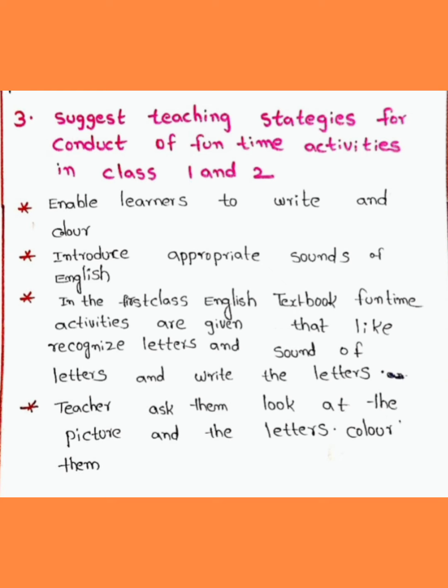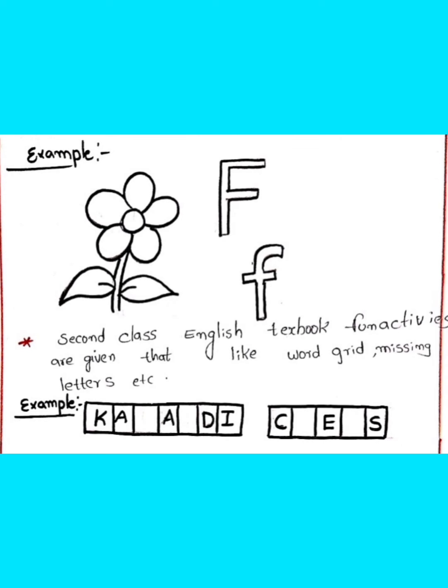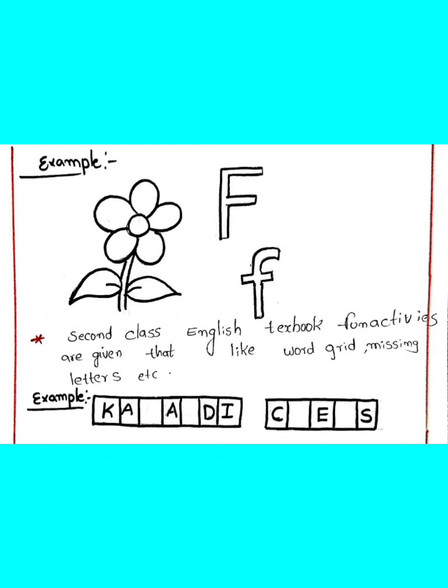In the first class English textbook, fun time activities are given that, like, recognize letters and sound of letters and write the letters. Teacher asks them, look at the picture and the letters, color them. Example like this. Second class English textbook fun activities are given that, like, word grid, missing letters, etc. Example like this. Students will write missing letters.